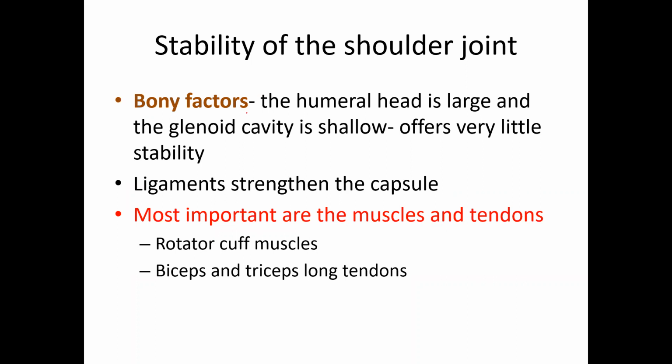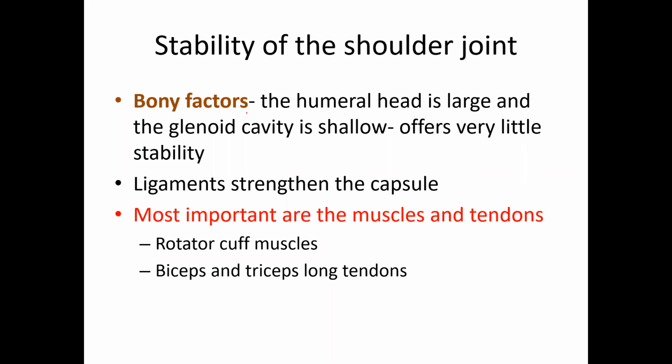Okay, so that again gives the shoulder a lot of mobility, right? So the stability is very little because the glenoid cavity is shallow, but the humeral head can move quite freely in it because it is shallow again, and the humeral head is large, right? So at the expense of the stability, you get more mobility, right? So how does the shoulder stay stable? It is the other factors, right?